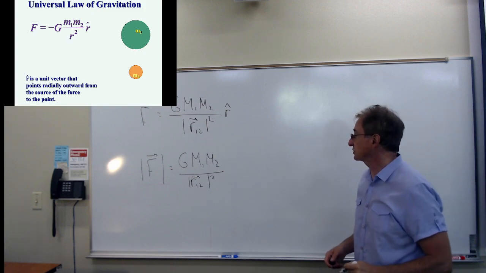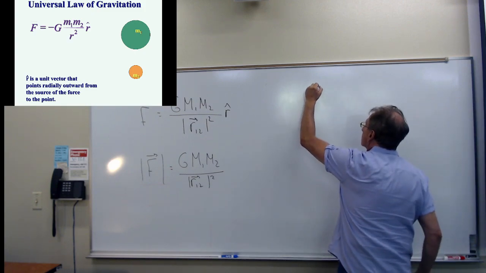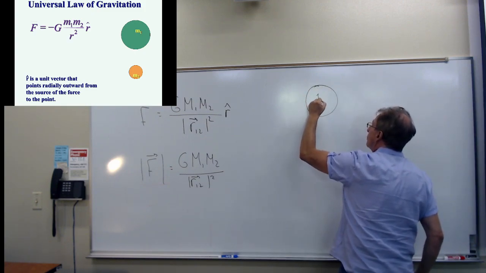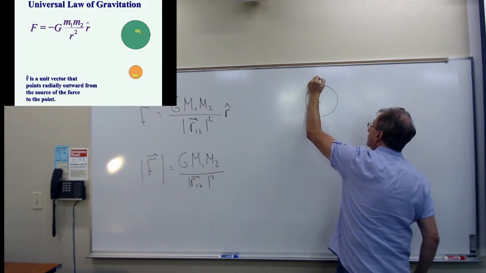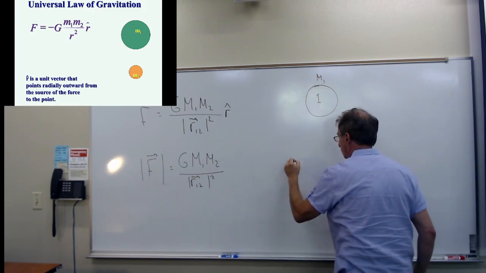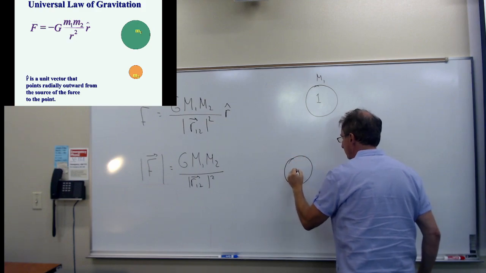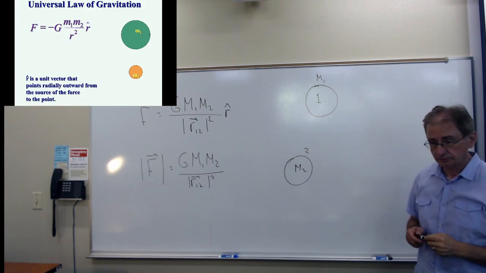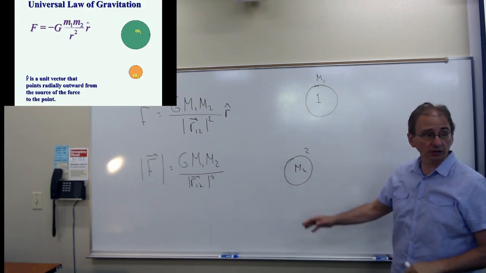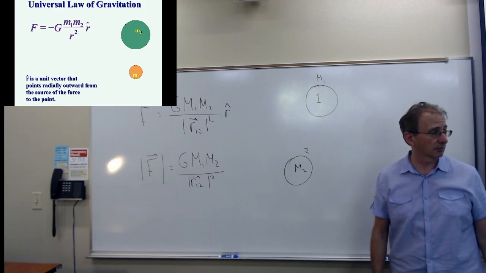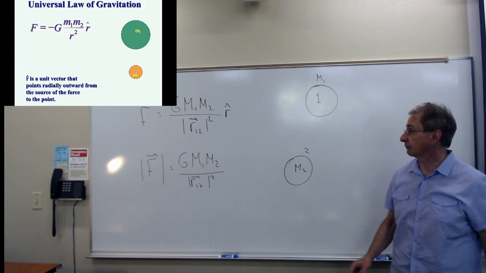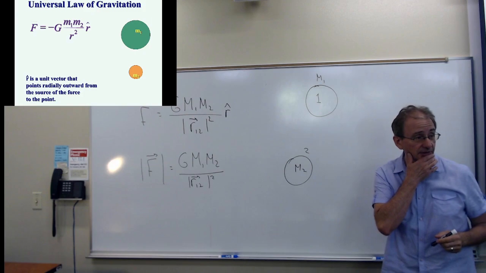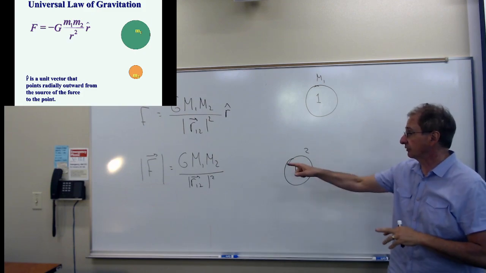Now let me draw a picture showing you two objects. Here's object 1 of mass m1. Here's object 2 of mass m2. The force of attraction is along the line joining them. Okay, the force of attraction is along the line joining them. So I want to talk about different parts of this equation.